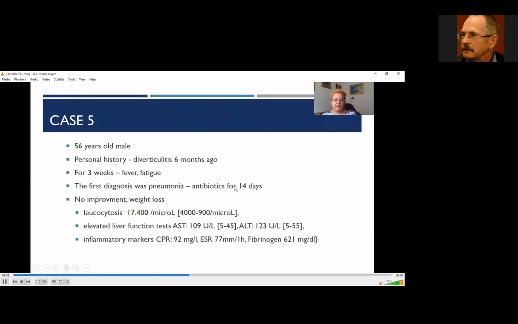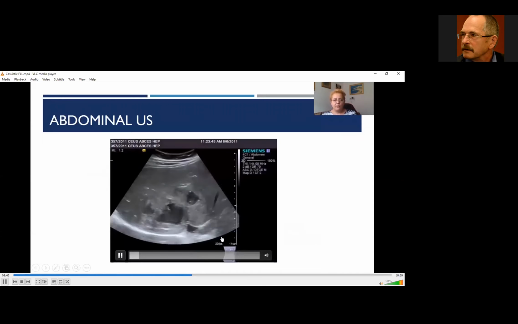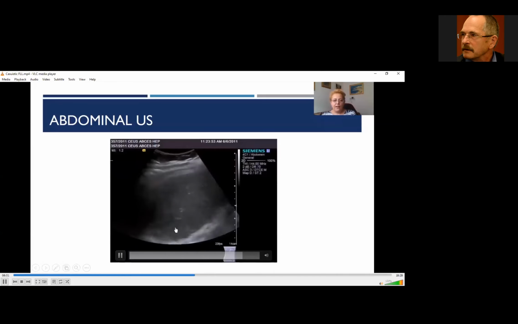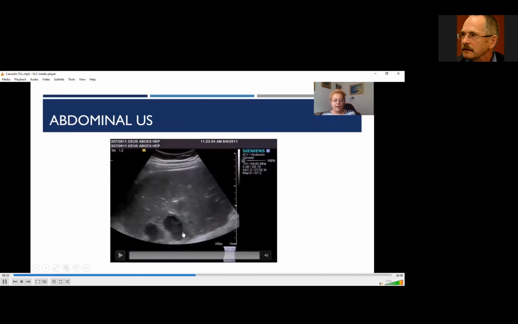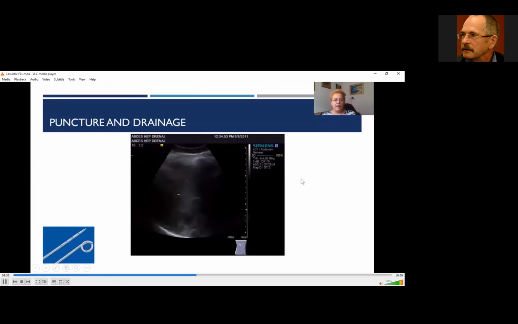At presentation, he had leukocytosis, elevated function tests, and also elevated inflammatory markers. And this is what we saw in ultrasound. In the right liver lobe, this large image with hyperechoic and also anechoic content. We decided to perform puncture and drainage because we suspected the presence of a liver abscess.